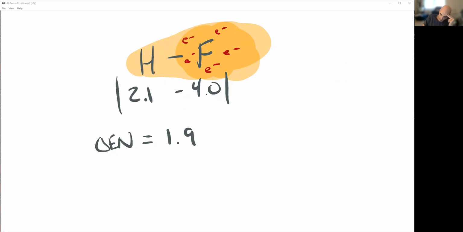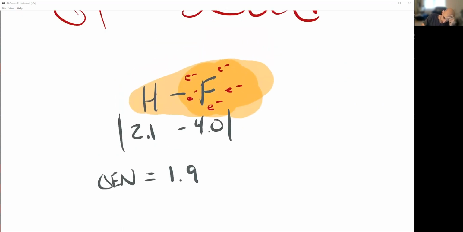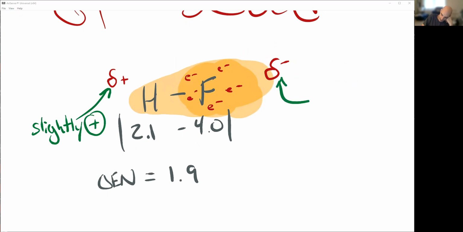That does a couple of things. First of all, it makes the hydrogen side positively charged. It's important to note that we use this little delta, meaning it gets a small positive charge by the hydrogen and a small negative charge by the fluorine. It's not a full charge, it's not an ion, because that would form an ion. This little delta means slightly positive, and this means slightly negative in charge.